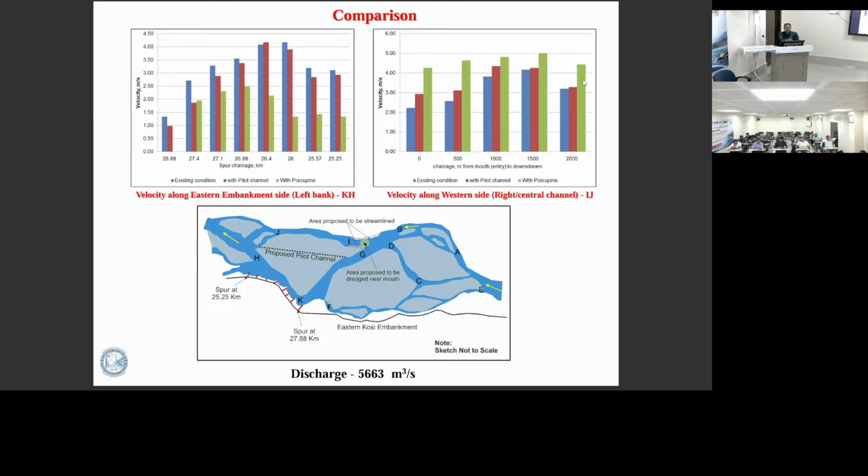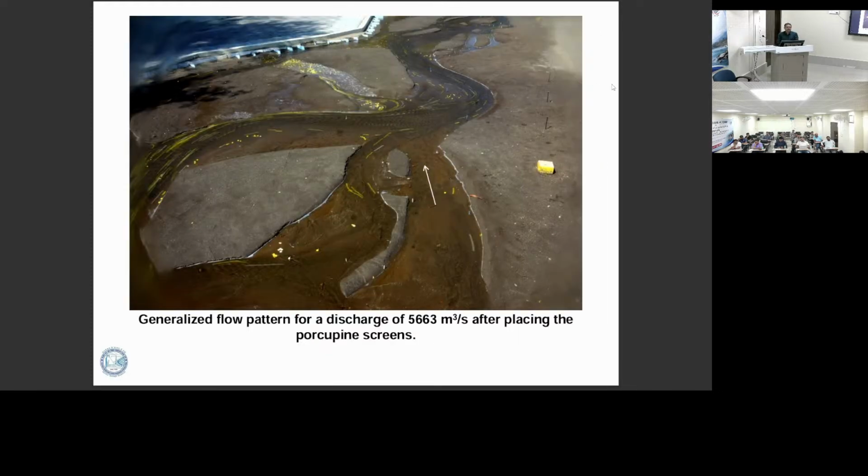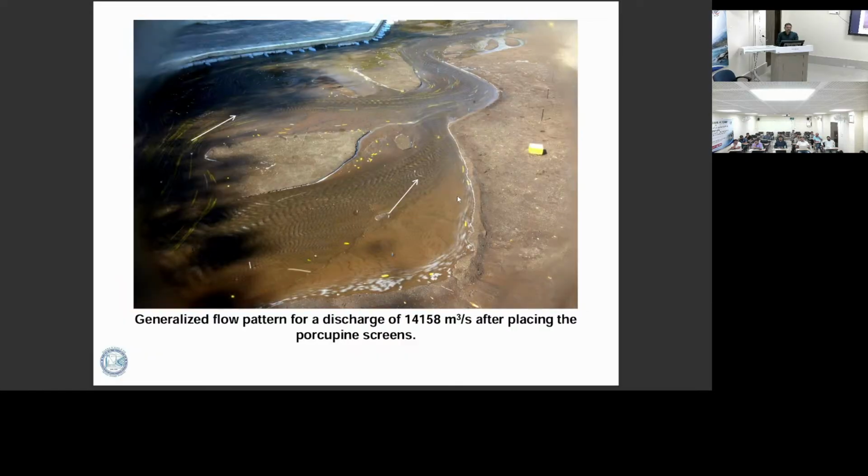This is how you can play with the model, how you can train the model, or you can make a pilot channel or alterations in the model. Whether it is practically possible, that also has to be looked into, but you can play with the model because you don't require much time to alter these things. So here you can see this is the case, and the velocity is lesser on the left bank, and maximum velocity was flowing in this one.